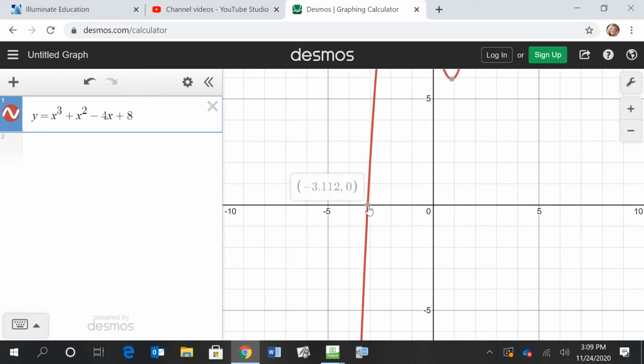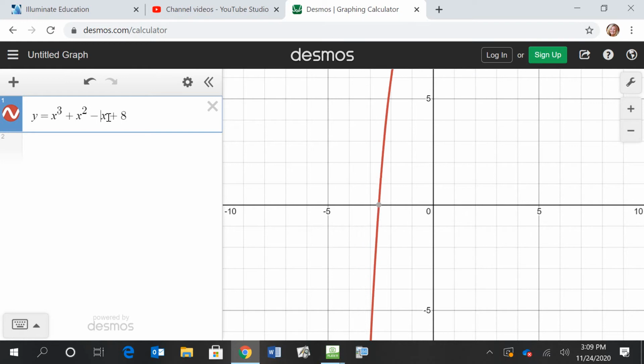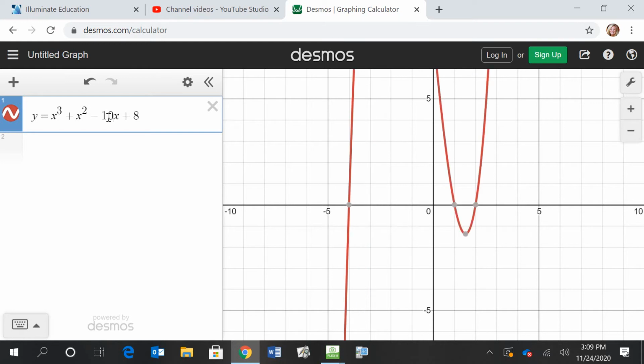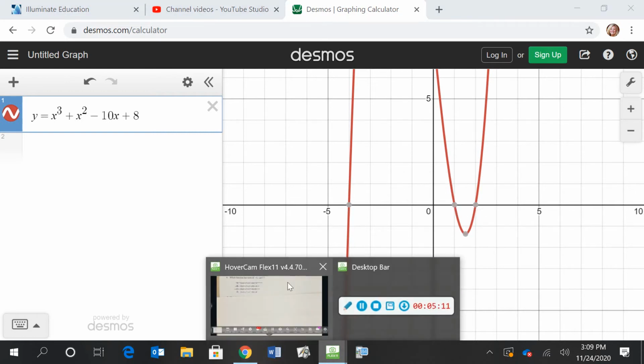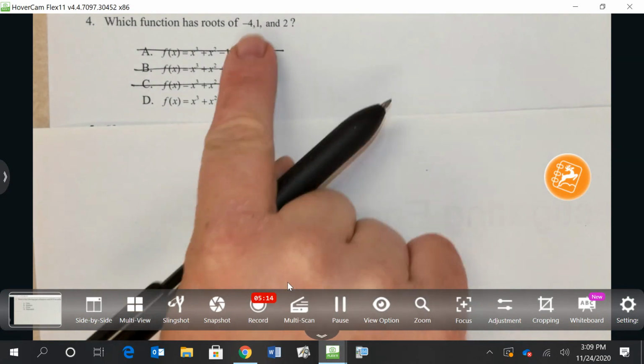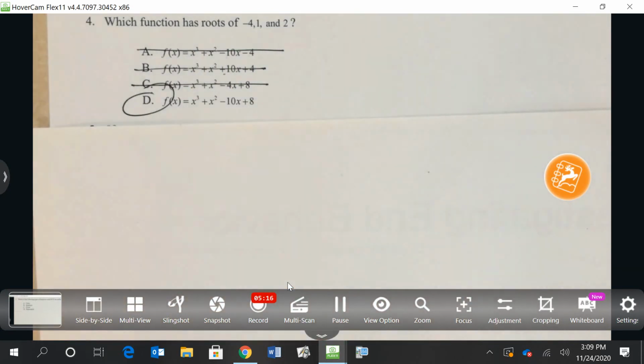I only have one option here. It's not negative 4. I can eliminate option C. And going down to option D would be negative 10 and positive 8. Okay, let's check. There's our x-intercept of negative 4, of positive 1 and positive 2. Negative 4, positive 1, positive 2. Correct answer is D.